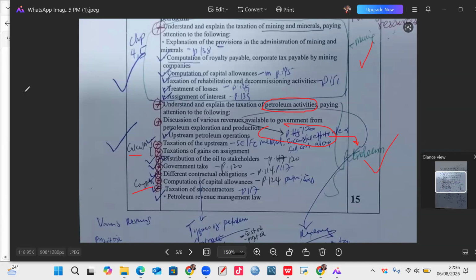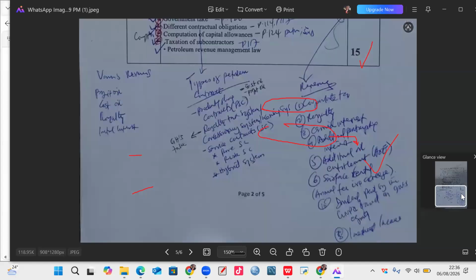Then for petroleum, if we have this in mind, we know where the questions are emerging from. What issues are there? Types of petroleum contracts: production sharing contract, PSC, royalty and tax system, service contract, because they've said it's there in the format, different contractual obligations. That's contract in petroleum. And these are all the 1, 2, 3, and 4 hybrid.